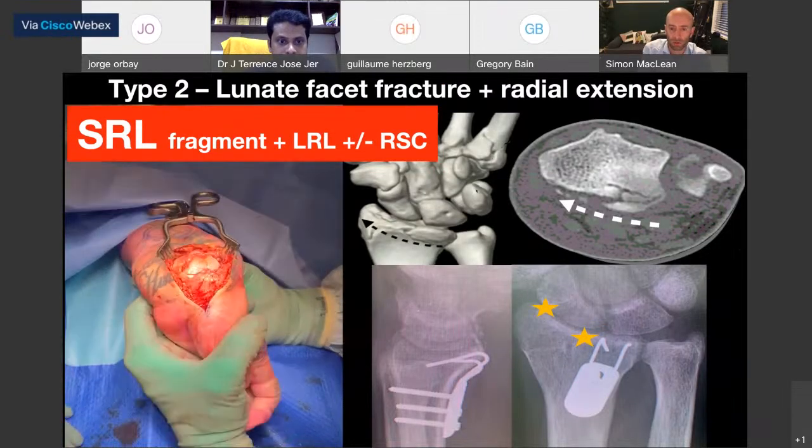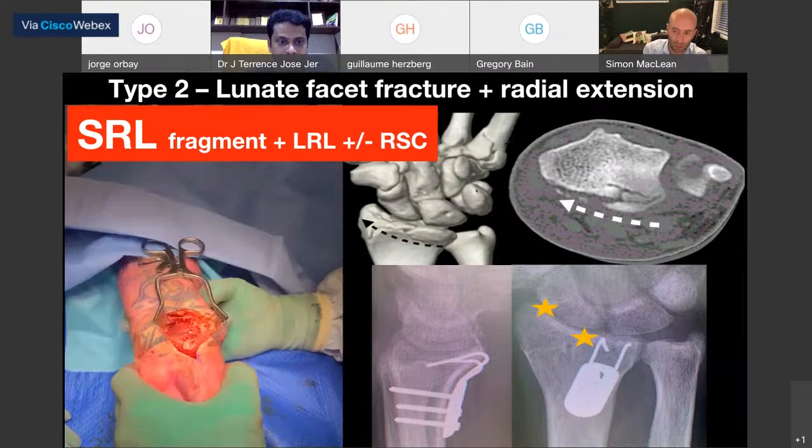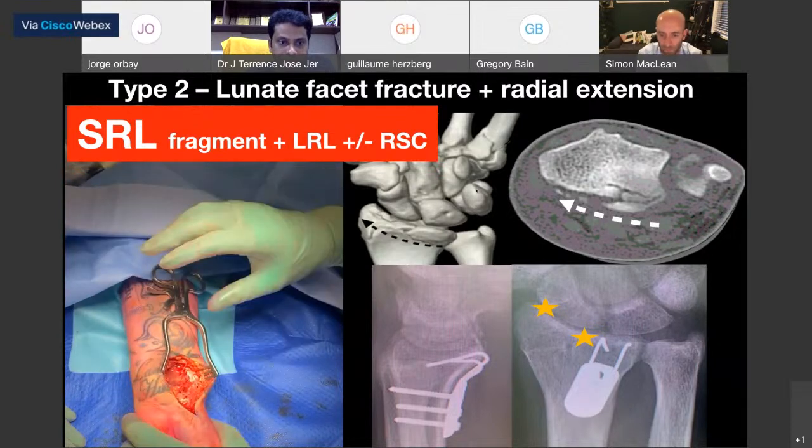In a type 2 injury, for me, this is where you've got propagation radialwards, and this may just be very small osteo-ligamentous avulsions, or maybe a large capsular sheet, such as in this case. And in this case, I would use fixation at the lunate facet and then a trans-osseous type repair, either through drill holes or using all suture anchors.